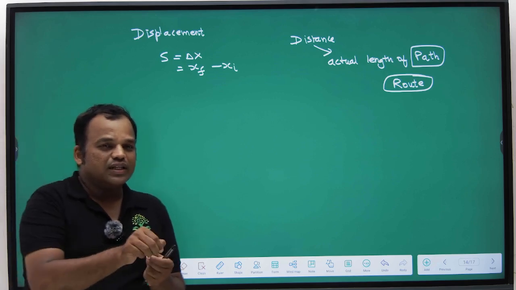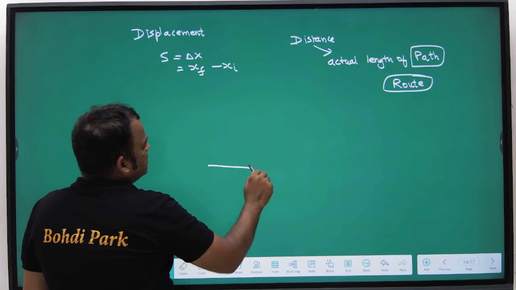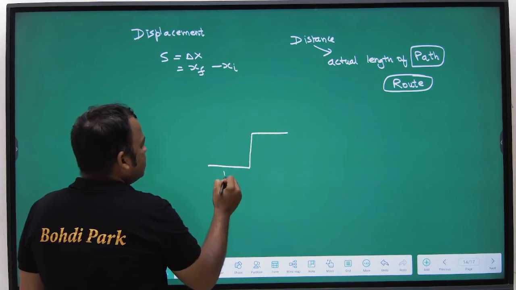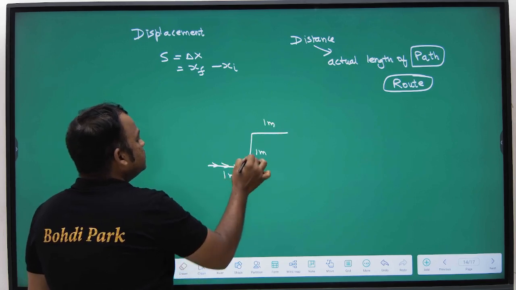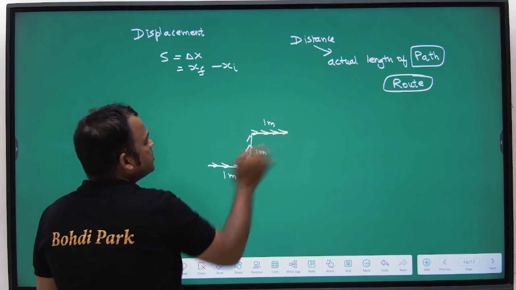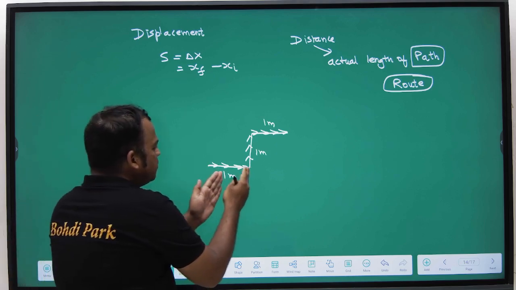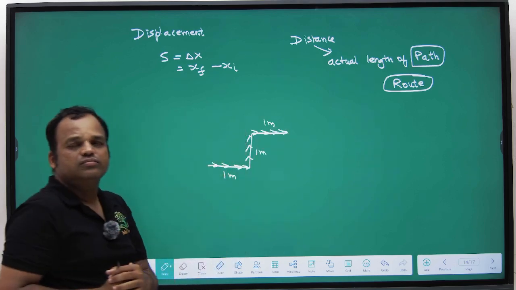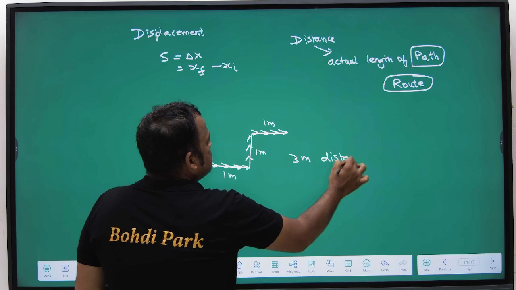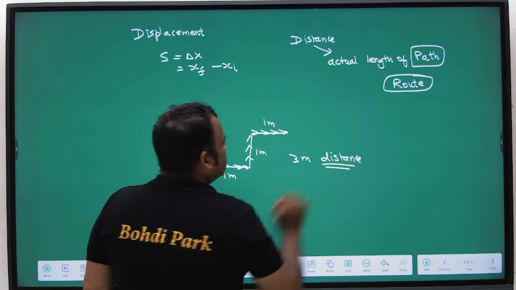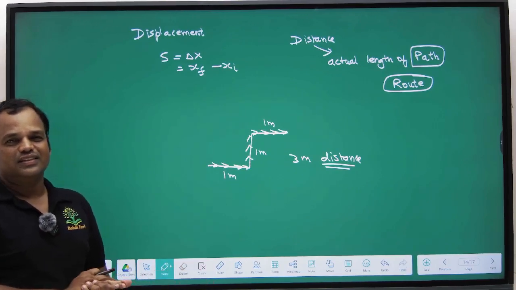Then you calculate the length of that route. Suppose the route is like this. Suppose this is 1 meter, this is 1 meter, and this is 1 meter. So this is known as route or path. So how much is it going? 1 meter, then 1 meter, then 1 meter, so that is 3 meters. So distance is 3 meters, but displacement is not calculated like this.